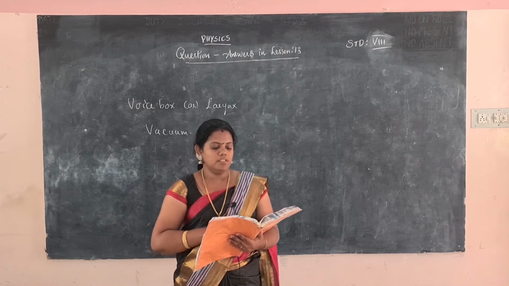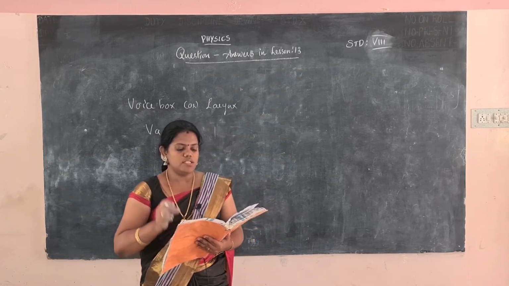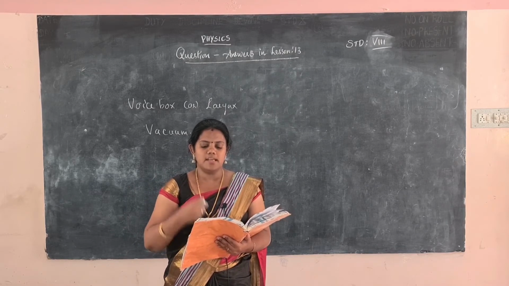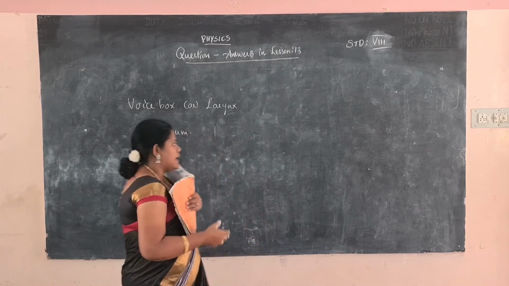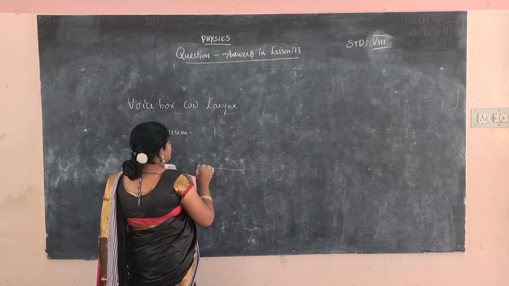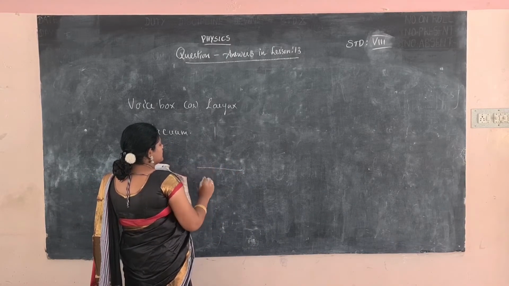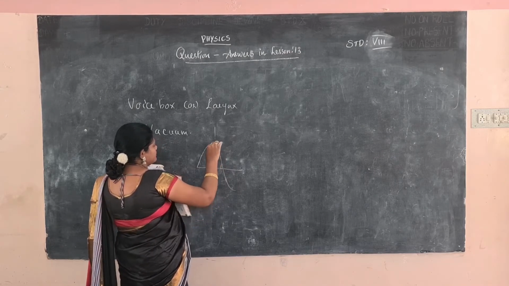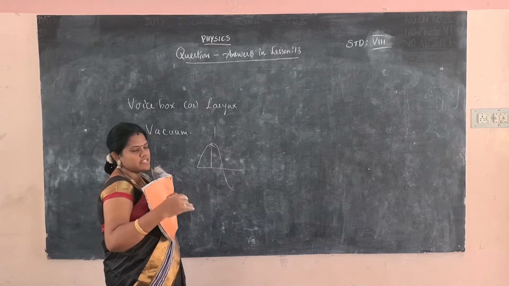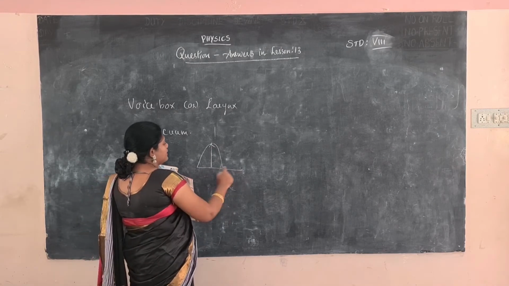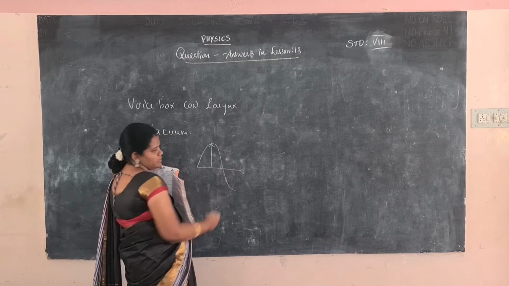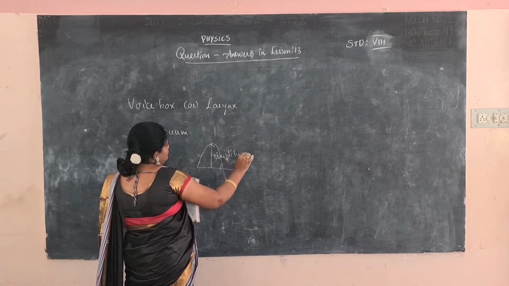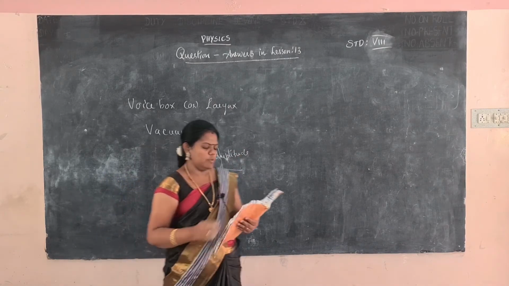Then third one, amplitude is the smallest distance moved by the vibrating particles on either side of the mean position. Amplitude is the distance covered by the particles in the medium on either side of the mean position. That is called amplitude. Is it true? So third one is true.